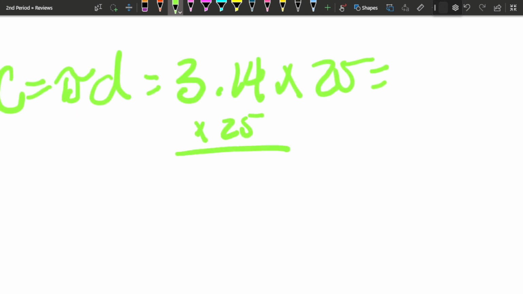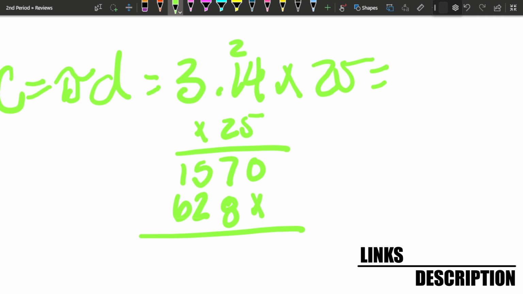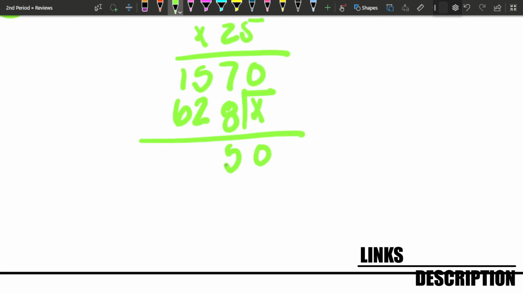What's 5 times 4? 20. Carry the 2. 5 times 1 and 2 is? And then 5 times 3 is? 15. And then skip a space. 2 times 4 is? 2 times 1 is? And 2 times 3 is? All right. This should look like a step right there. So this is 0. This is 5. Carry the 1. This is going to be 8. And this is going to be 7.